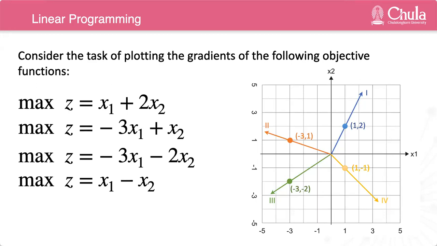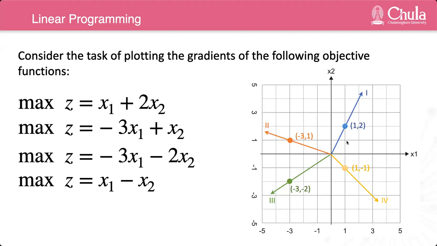We want to draw the gradient. If you don't believe me, you can draw the gradient by yourself. You can find the slope of this function. It's the same. But the trick is you draw a line passing through the origin at coefficients 1, 2. You get the gradient.